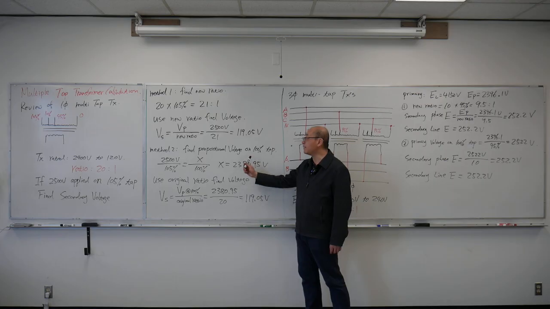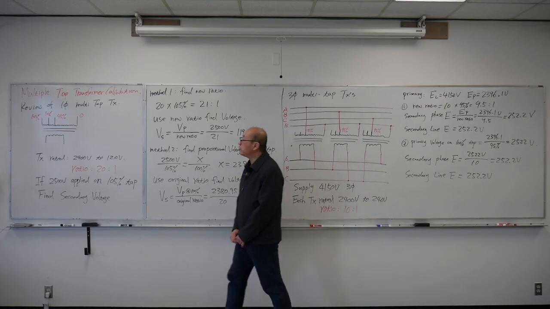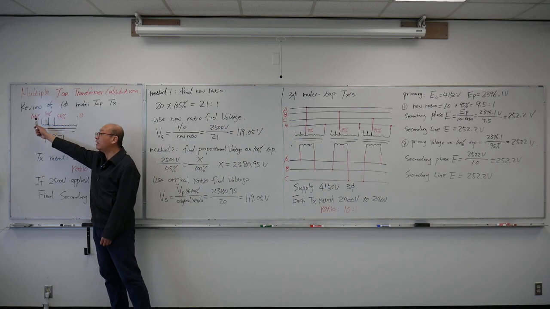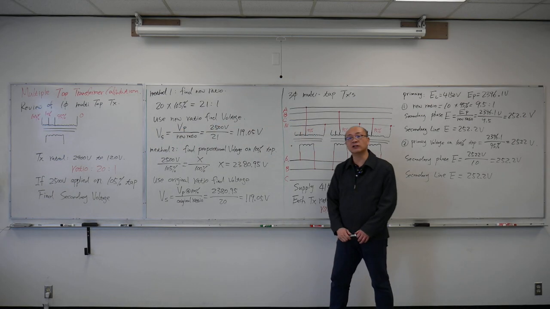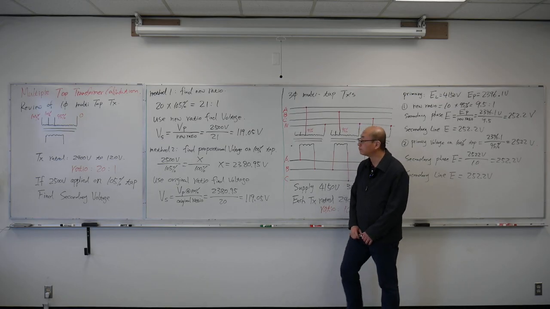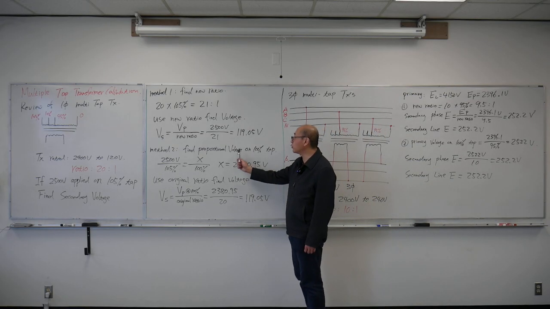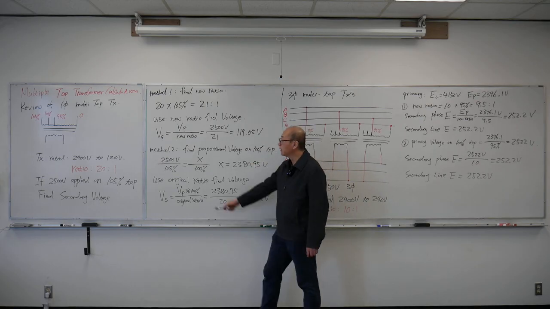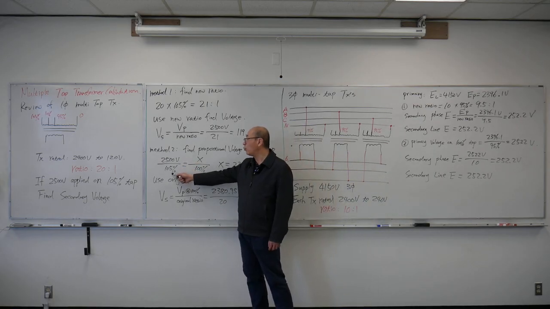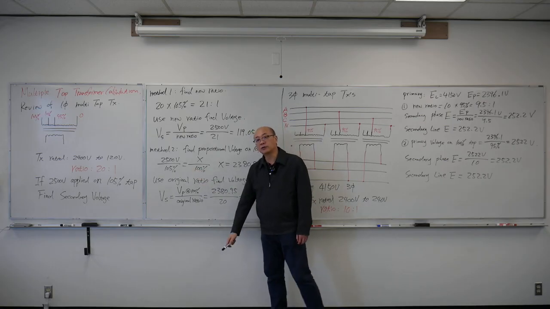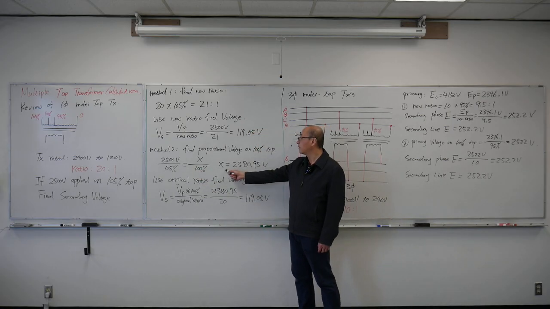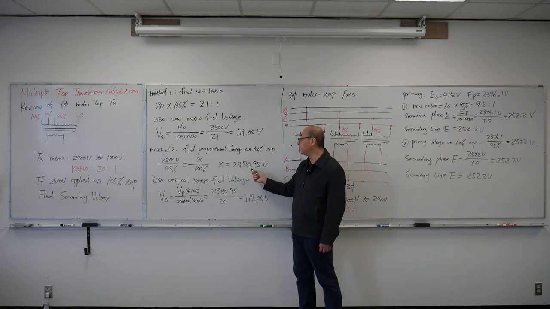I'm going to show you the second method. For that 2500 volts applied to the 105% tap, I can find out what the voltage is going to be on the 100% tap. So find the proportional voltage on the 100% tap. 2500 volts applied on the 105% tap is equal to the voltage I'm going to find over the 100% tap. So cross multiply that proportion. The voltage is going to be 2380.95 volts on the 100% tap.